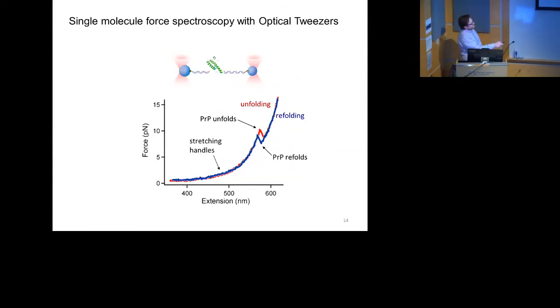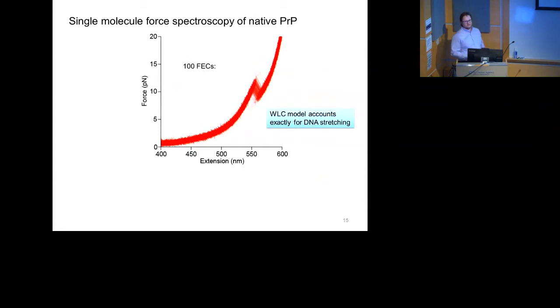So everything relaxes, and at some force, usually lower than the unfolding force, the protein refolds, and then we can pull on it again. Ideally, we would do this over and over and over again and get as many curves as possible, because that improves our statistics. This is an example of hundreds of force extension curves overlapped on each other.